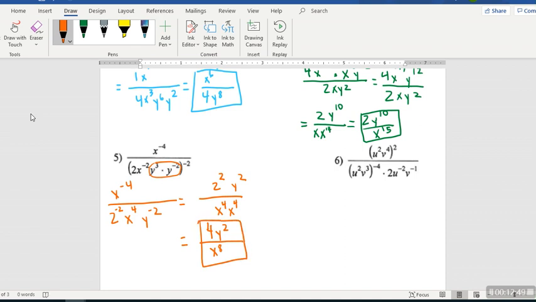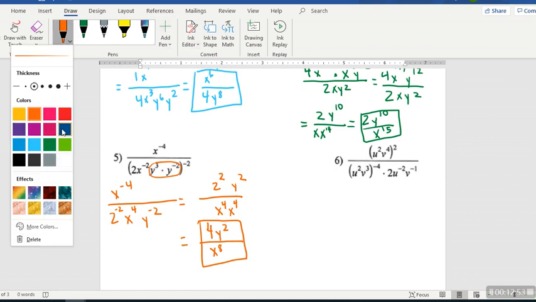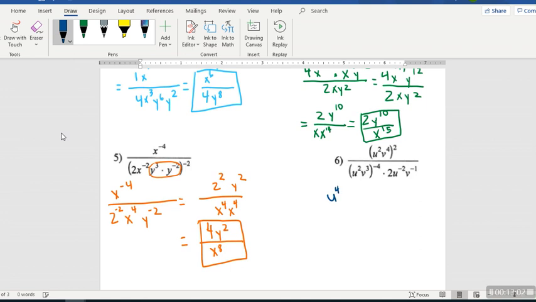All right, last one of the exponents problems. Raise everything in this set of parentheses to the second, so u squared squared, that is u to the 4th. Move that over to the left a little more, just so I make sure I have enough room. So u squared squared, that's u to the 4th. v to the 4th squared is v to the 8th.